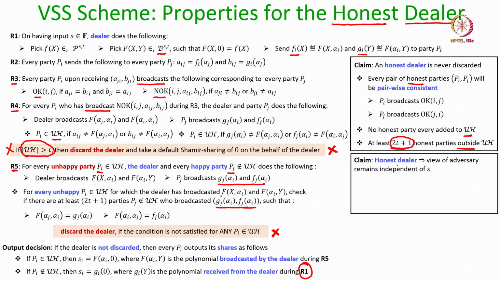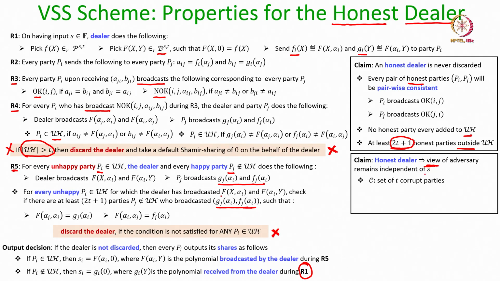Now, let us prove another property for the honest dealer. We claim here that if the dealer is honest, then the view of the adversary remains independent of the dealer's secret. View here means whatever information, whatever messages are seen by the adversary, that means, whatever it has sent, whatever it has received, including its own internal randomness and whatever values it has received from the dealer and so on. That means, whatever the adversary or the corrupt parties have seen throughout the protocol, that is the view of the adversary. So, the claim here is that the view of the adversary is independent of the dealer's secret.